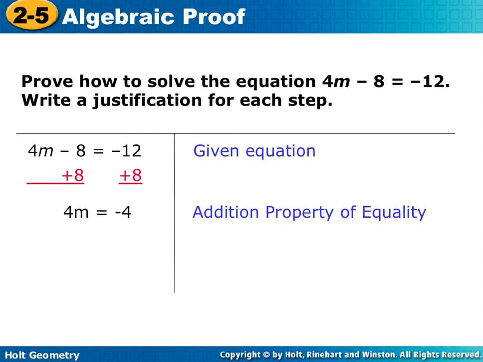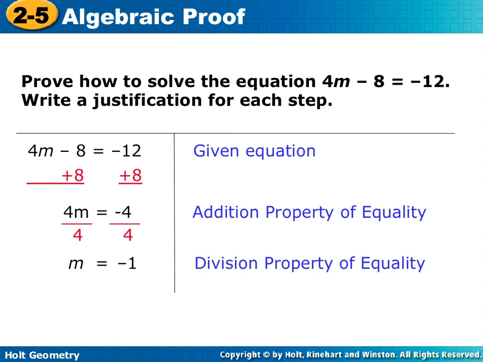Now what would you do? Divide each side by 4. You're going to divide each side by 4, so that you can follow, I'm going to put divide by 4, divide by 4. And what do I get? M equals negative 1, and that's supported by the division property of equality. Is the variable on the left? Yes, so I'm good. I'm done.